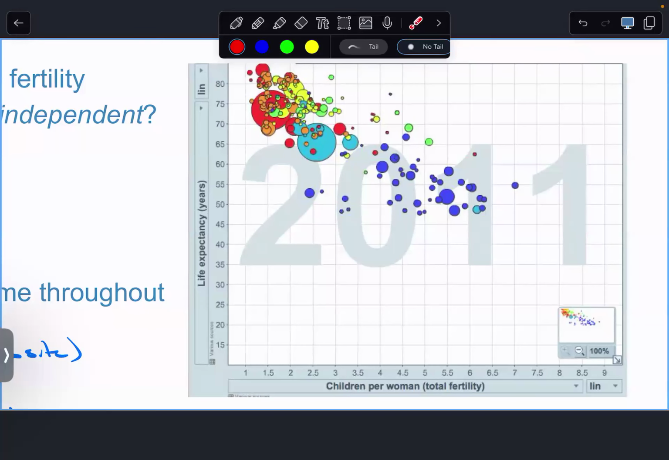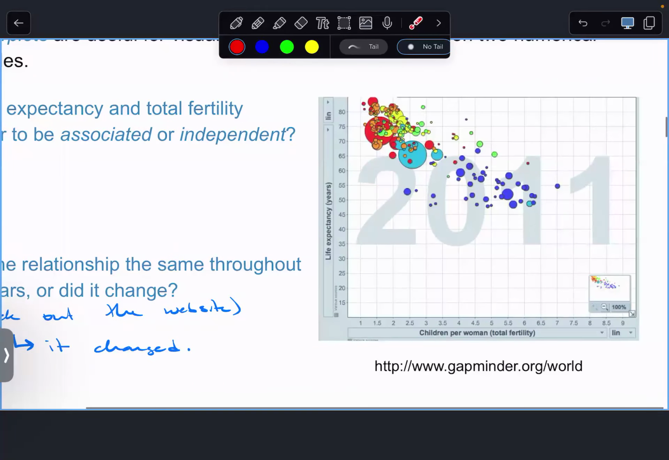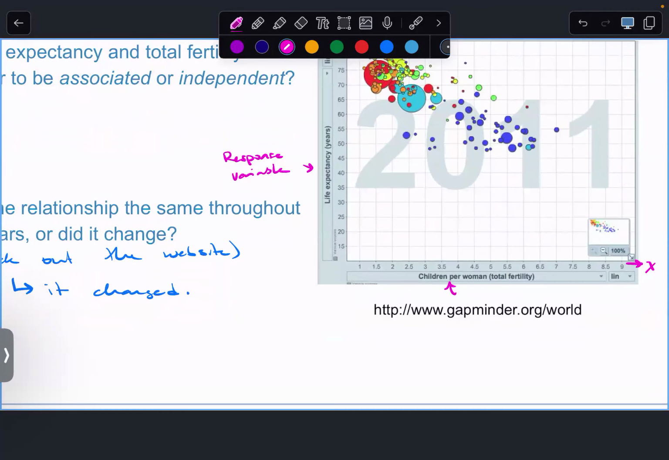Our skills from last day tell us that, okay, there's a lot of things we know from last day, actually, as a little bit of review. The life expectancy, we would call it the response variable because it's on the y-axis, right? And we would call the children per woman, the total fertility, the explanatory variable. This is in the year 2011.